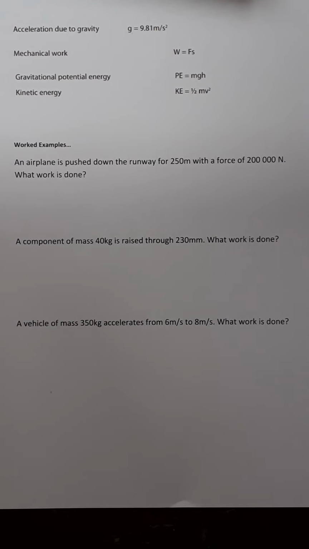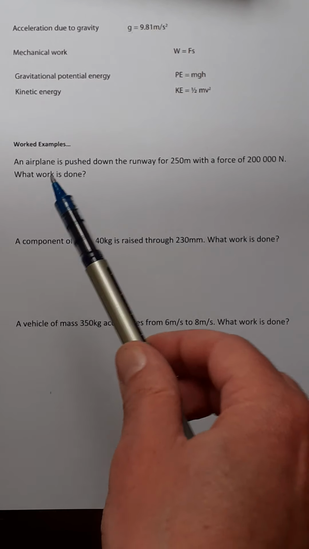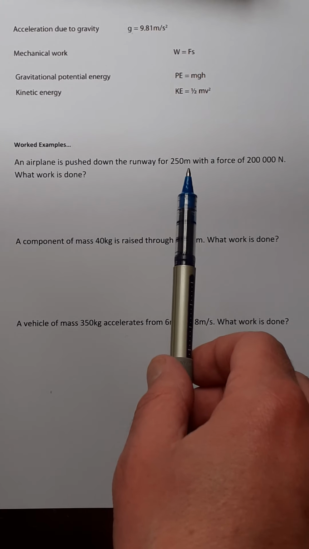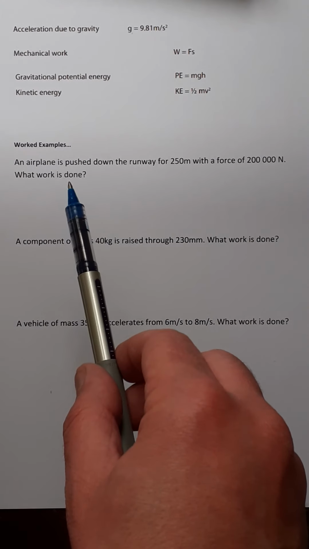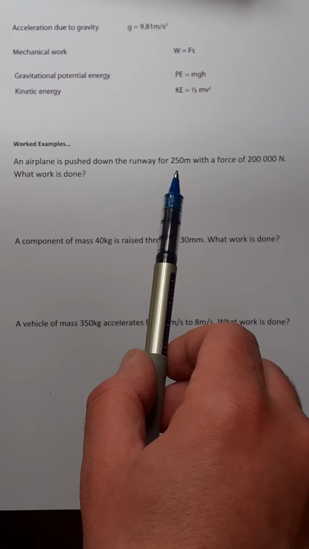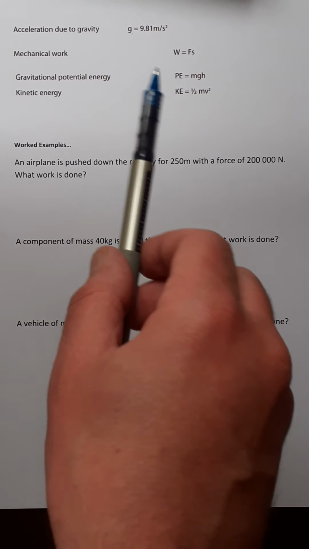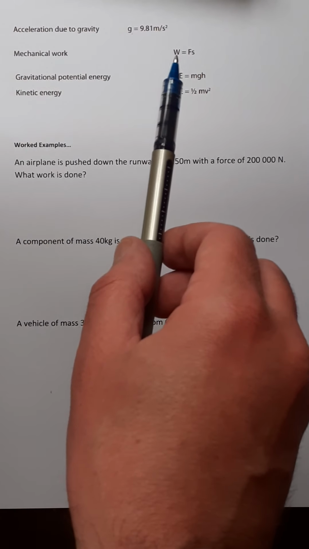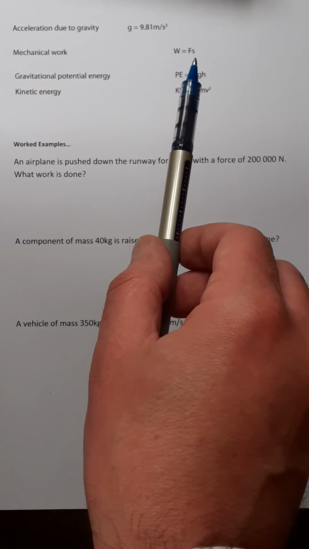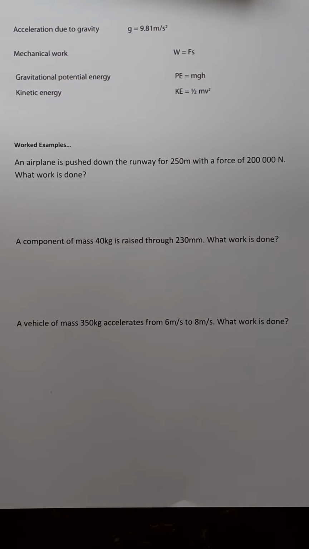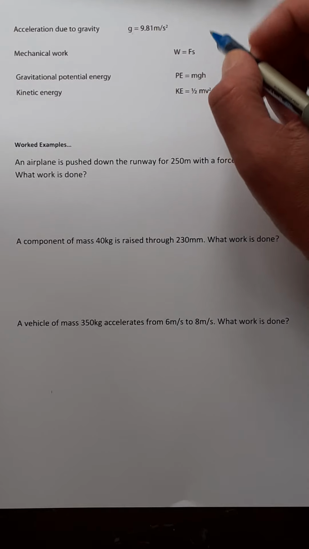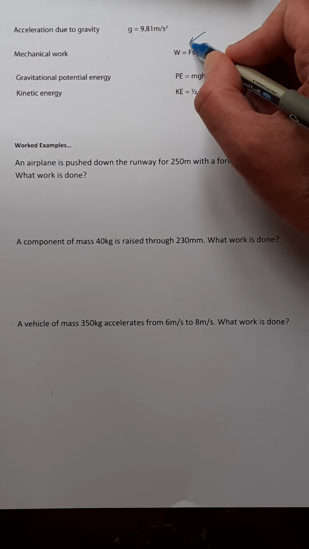Right, so let's have a look at this first example here. It says an airplane is pushed down the runway for 250 meters with a force of 200,000 newtons. What work is done? Okay, so in this case, I'm going to look in my formula booklet. I've got this one here. It says mechanical work, W equals Fs. Now we might be tempted to think that S stands for seconds, but that's S, like in our SUVAT equation. That means the distance. So I'm just going to make a note of that.